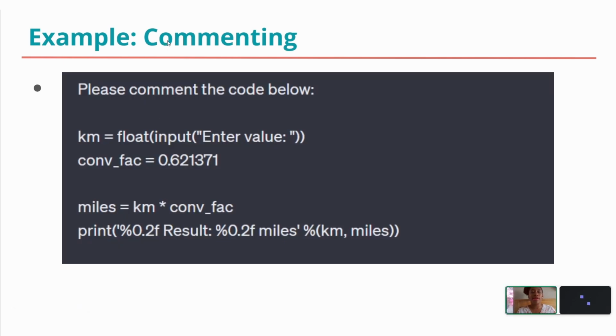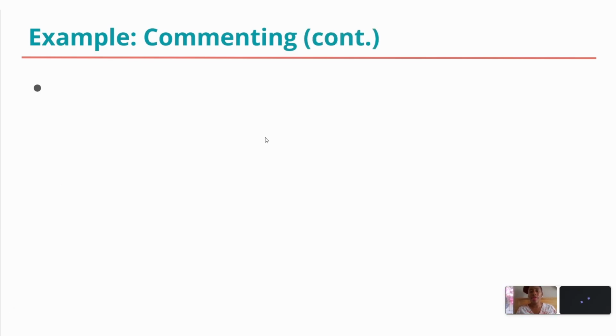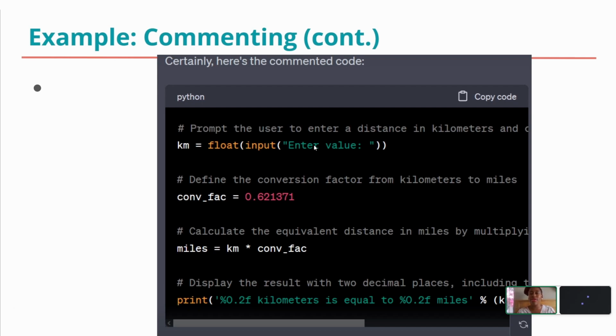And here's another example of how you could use a query prompt. It's when you have some code that the previous developer left and there's no comment and you don't know what it's doing, or your own code that you wrote yesterday and then when you woke up today, you have no idea what it's doing. You can actually put your code in ChatGPT and ask it to comment the code for you and see if the comment that it gives you actually makes sense.